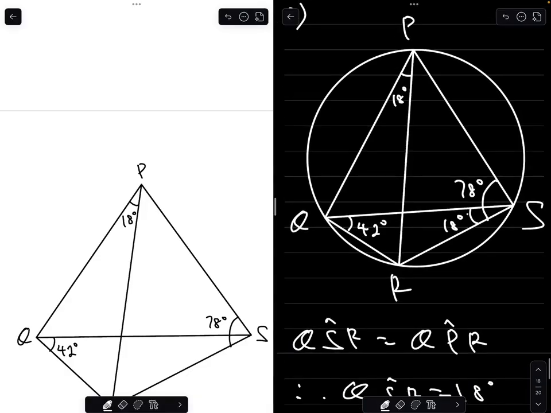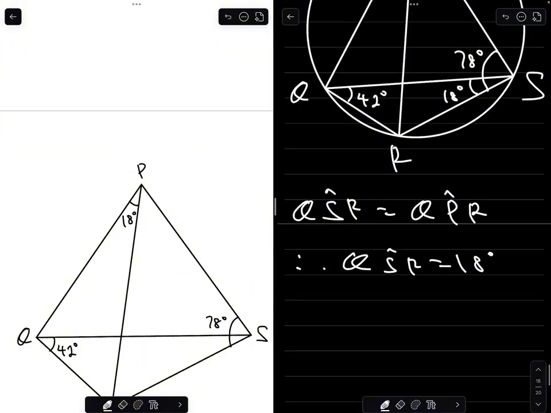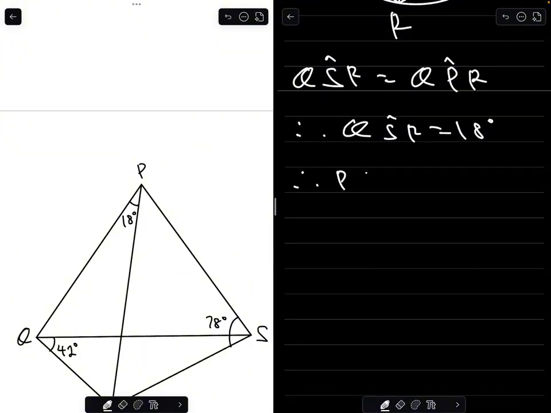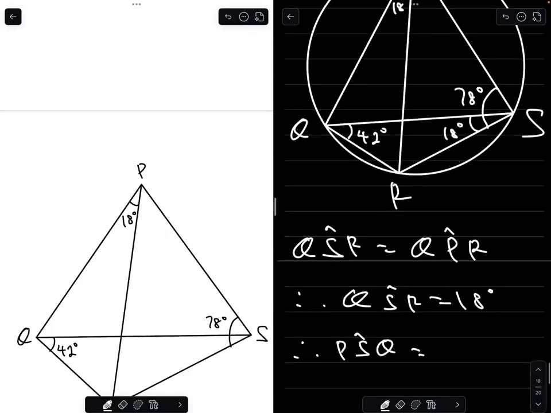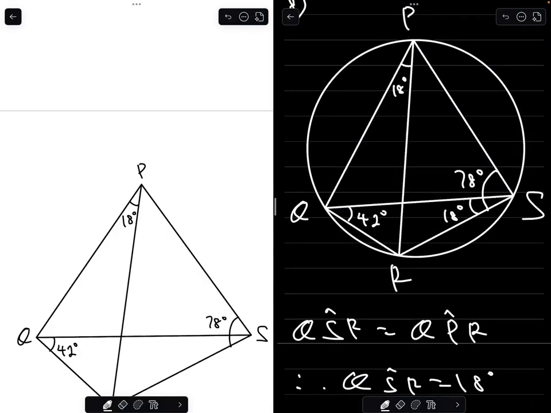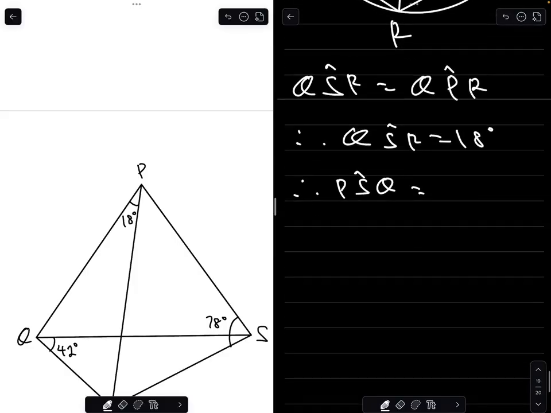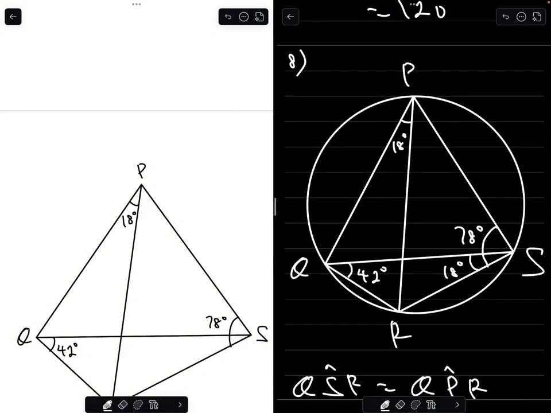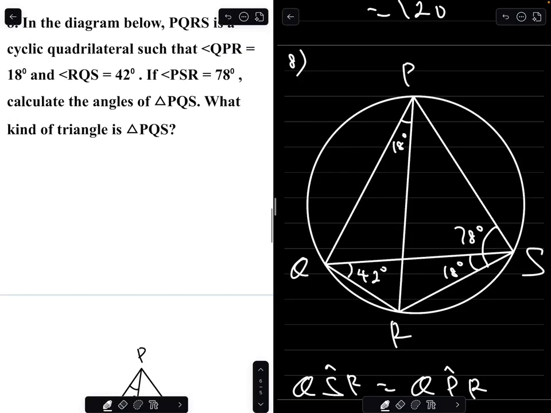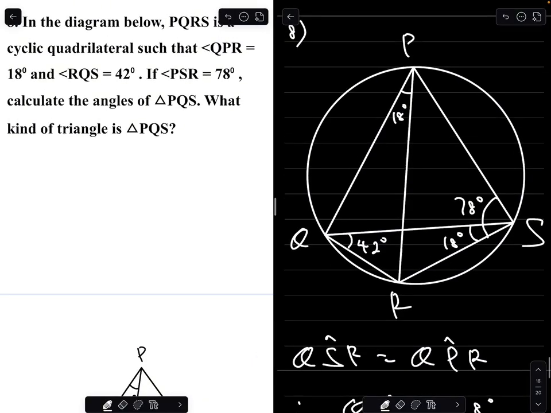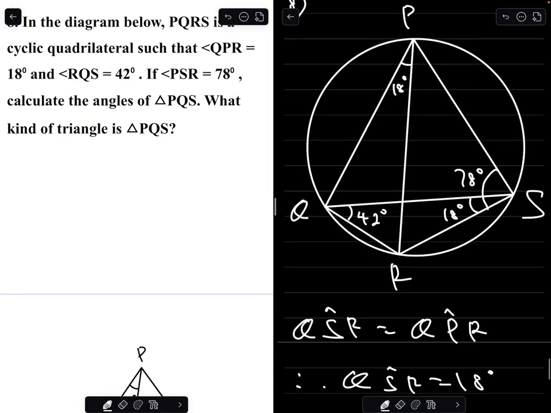Now, if we know that this is 18, then we can find this angle in triangle PQS. We can find angle PSQ. So that therefore means angle PSQ in triangle PQS is equal to 78 minus 18, which is equal to 60 degrees. Now we have found one of the angles of triangle PQS. Now, which other one can we find?